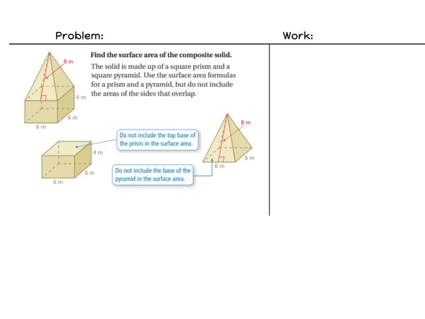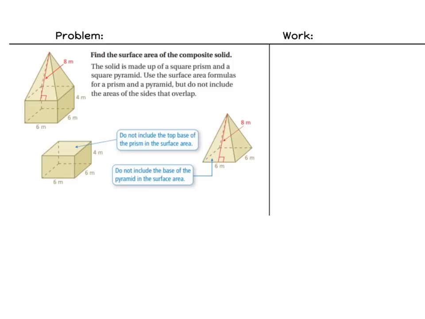Alright guys, so today we're going to be looking at composite shapes and how to calculate the surface area of them. So remember, a composite shape just means that we're putting two shapes together to create one irregular shape. So I'm looking at this picture here and I have a rectangular prism and a square pyramid that have been put together. Now if I'm calculating the surface area, that tells me that I want the outside portion of the shape, just the surface.